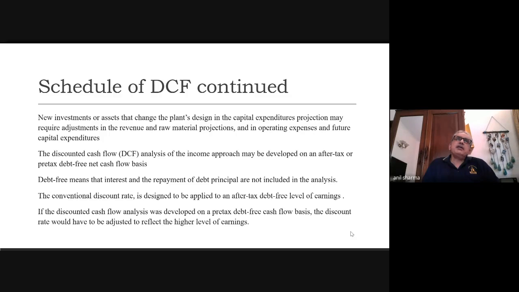When we say something like debt-free cash flows, the interest and the repayment of debt principal are not taken into consideration. Everything else is taken into consideration, but the interest and the debt principal repayment are not. That is how we calculate. There are two ways to do it. One is a debt-free method, and the other is by taking into account the repayment of debt principal and all that. So both methods can be used.